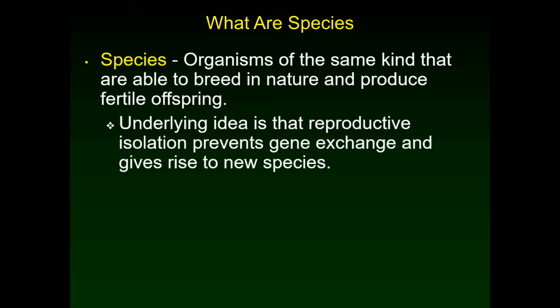The underlying idea is that reproductive isolation prevents gene exchange and gives rise to new species, as in species diverge evolutionarily to the point where they can no longer reproduce with each other.